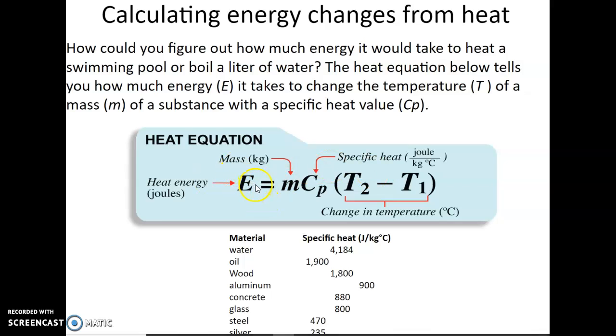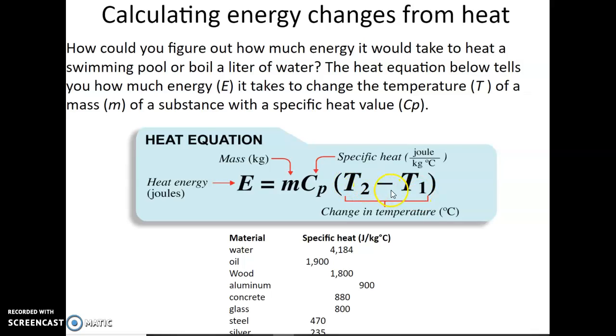So the formula is heat energy, which of course is measured in joules, is equal to how much of the substance you have, so the mass in kilograms, times the specific heat. So this is a particular number. This is a constant. Every material has its own specific heat. So this is just a value that you would either know or you'd have to look up in a book. They have a whole book on all the different specific heats for substances, times the change in temperature of the substance. So here you would have the final temperature minus the initial temperature.